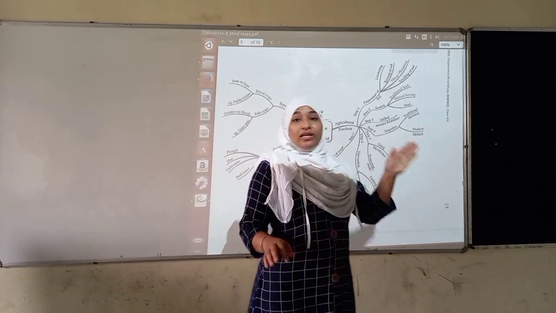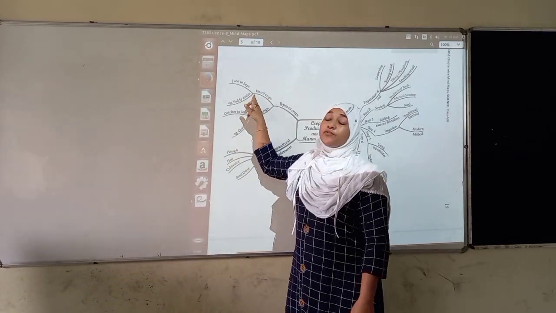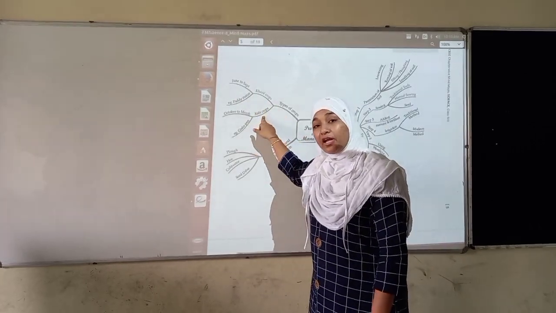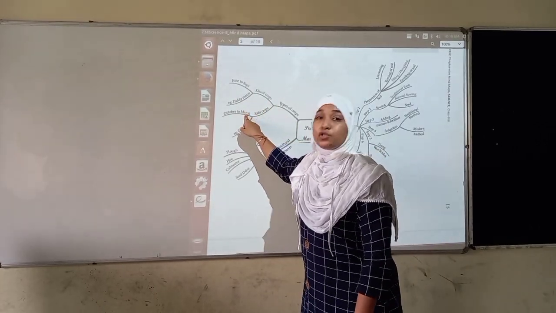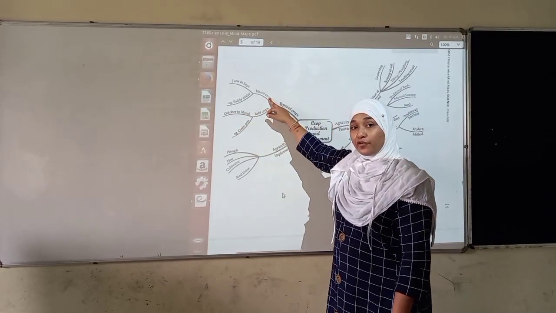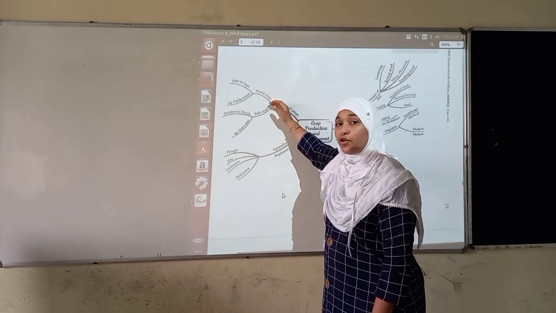They are called kharif crops, which are grown between June to September, and rabi crops are grown between October to March. They are called rabi crops. So you have to remember 2 types of crops here, kharif crops and rabi crops.